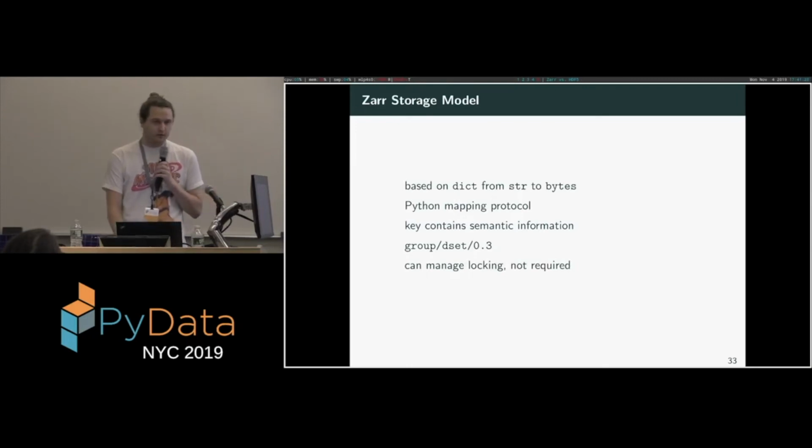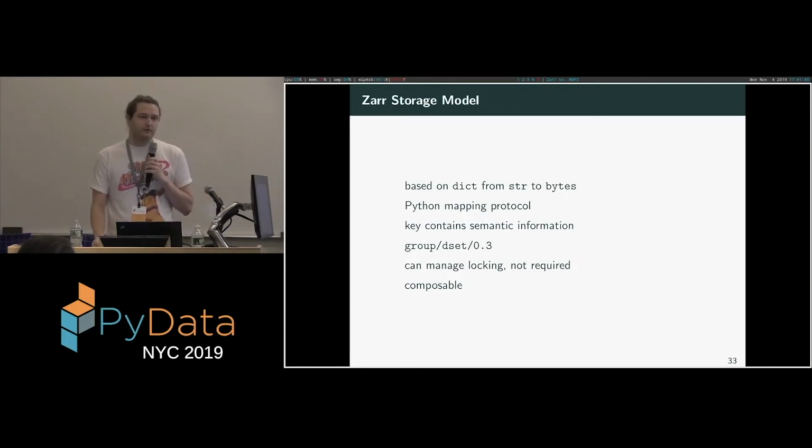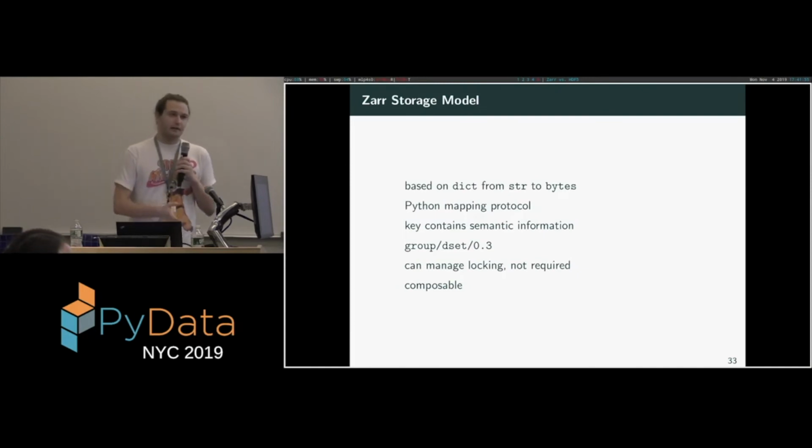The storage model, or the mapping object, is responsible for its own locking. You can ask Zarr to provide locking for you, but you can also handle your own locking. Importantly, that means that you can do multi-threaded access to the same data. Because they're all built on mutable mappings, all of these objects are composable. So you could write, for example, a storage mutable mapping that says, I'd like to store data set 1 on disk, and I'd like to store data set 2 in memory, because I don't actually care about it.